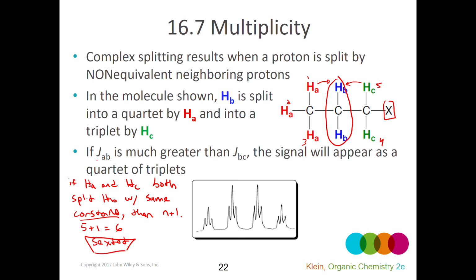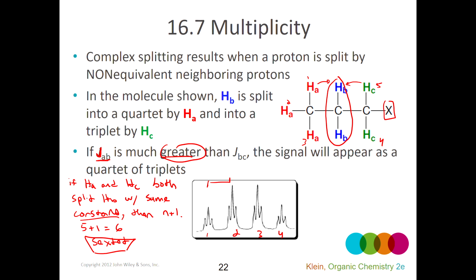So what if the coupling constant, which is represented by the symbol JAB, this J stands for coupling constant, I'm not sure why they went with that, but the coupling constant between A and B is very large compared to the coupling constant between C and B? Well, A is splitting B into a quartet because there are 1, 2, 3. 3 plus 1 is 4. And so A would be splitting B into a quartet. And that's what I see. 1, 2, 3, 4 signals that are separated by a larger distance because of the greater coupling constant.